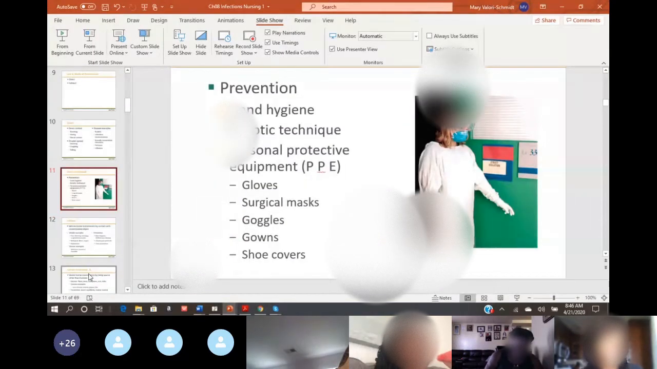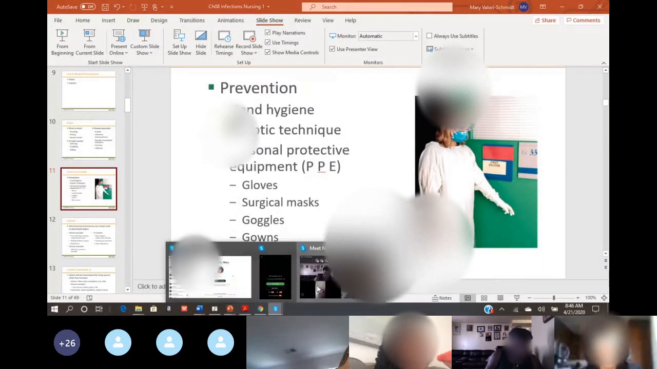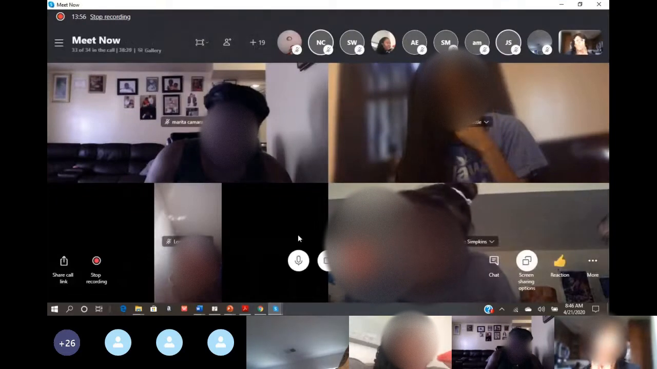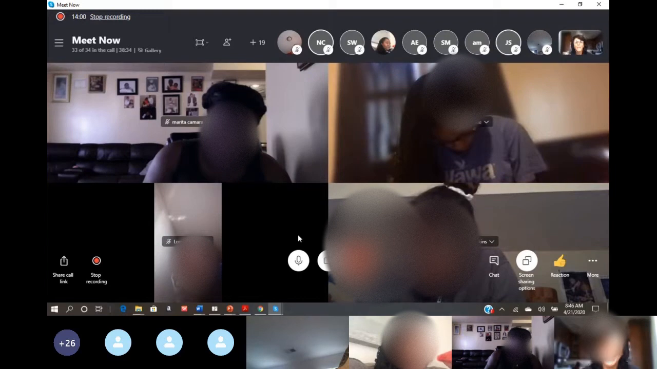So prevention, I can't tell you this enough, okay? Couple of things. Number one, washing your hands. And I know that you hear us as nurses say, wash your hands, sing happy birthday, row, row, row your boat, wash your hands, wash your hands. Washing your hands is the number one way to prevent the transmission of diseases, okay?